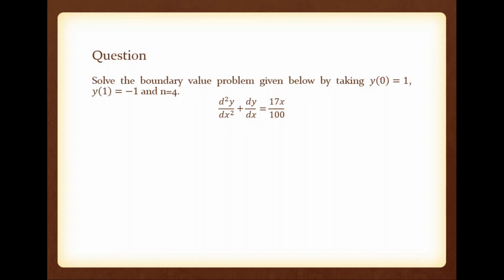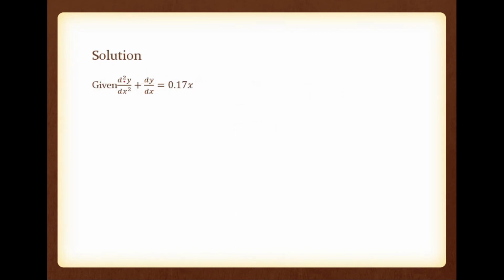So please note this 0th point is x0 equal to 0 and the corresponding y value is y0 equal to 1. Similarly, this is the last point. As n equal to 4, this is xn, that is equal to 1, so x4 equal to 1, and y4 is equal to minus 1. Okay. So please note, given d square y by dx square plus dy by dx equal to 0.17x. Please note 17x by 100 means 0.17x.